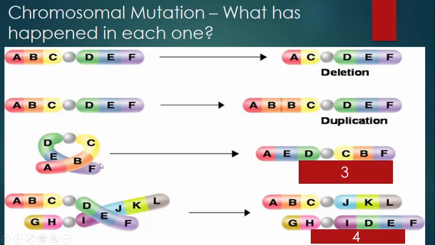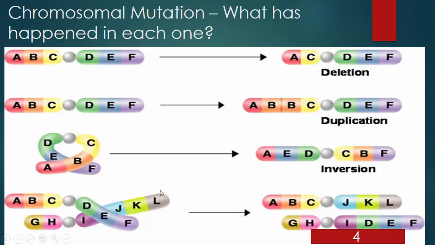Then over here, we have A, B, C, D, E, F. And what's happened is it comes out A, E, D, C, B, F. It's coming out in reverse order, and that's called inversion. It's going backwards, A, E, D, C, B, F. So the E, D, C, and B have been inverted.